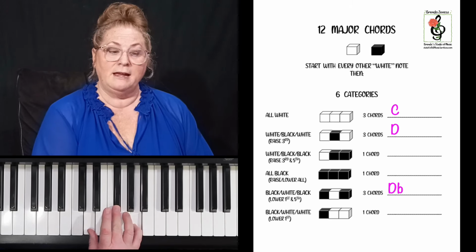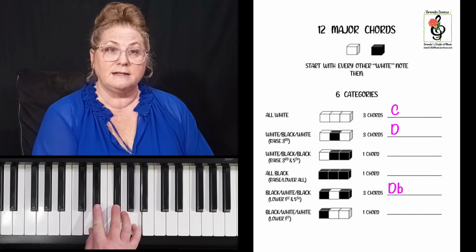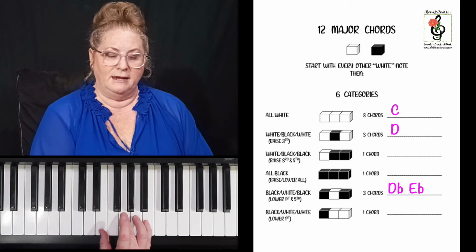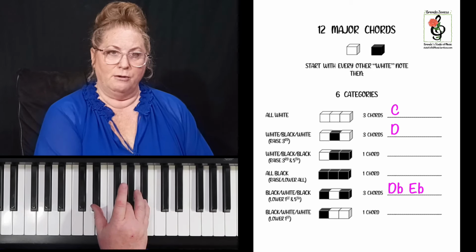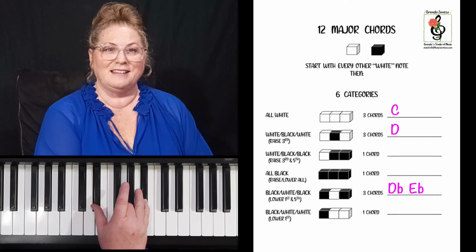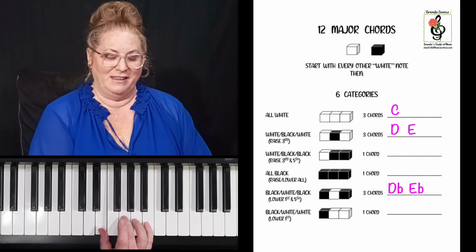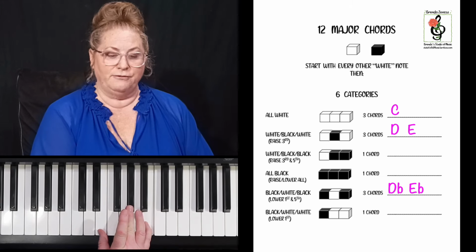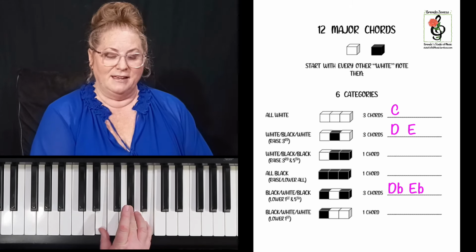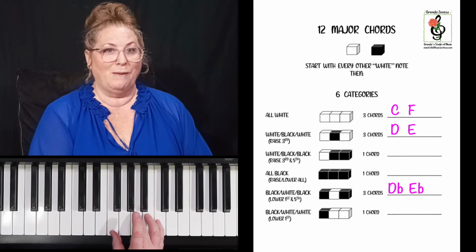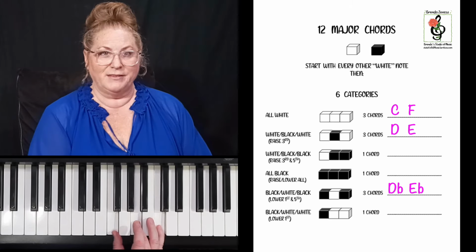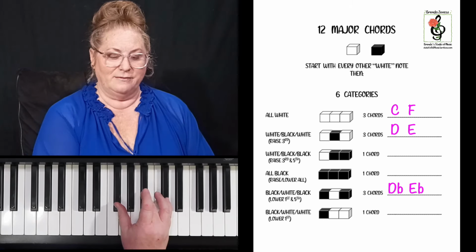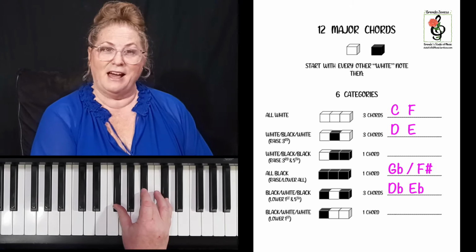Good. Next one going in order is E flat. That's a black, white, black. Start with E, keep the middle note white, lower the outside, E flat. Next one up is E. Every other white note, it's a white, black, white, so just raise the middle finger, E. Next one up is F, all white, every other white note. Now this is the fun one, raise everything to a black note, F sharp, or G flat.